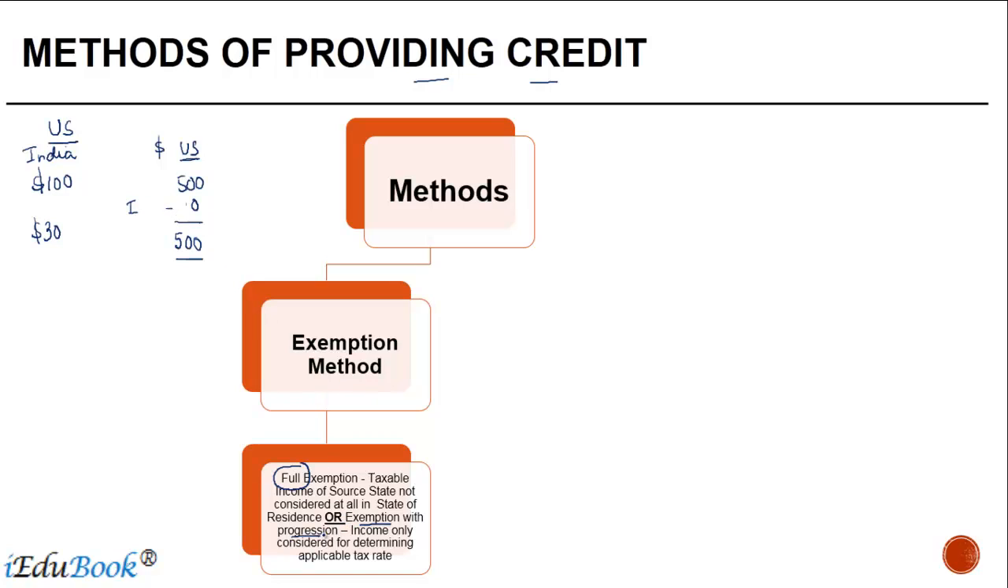The second one is exemption with progression. Income is only considered for determining the applicable tax rate. So suppose the taxable income again is 500. They are going to consider this $100, but only in order to ascertain if there is an incremental tax which might be applied. Now, you might have studied the taxation of agricultural income in India, which is exempt from tax, but it is considered to see whether your slab or tax bracket may increase. This is also something similar. You do not tax this income, but you just add it on to the total income to see what is the total tax payable on such income.